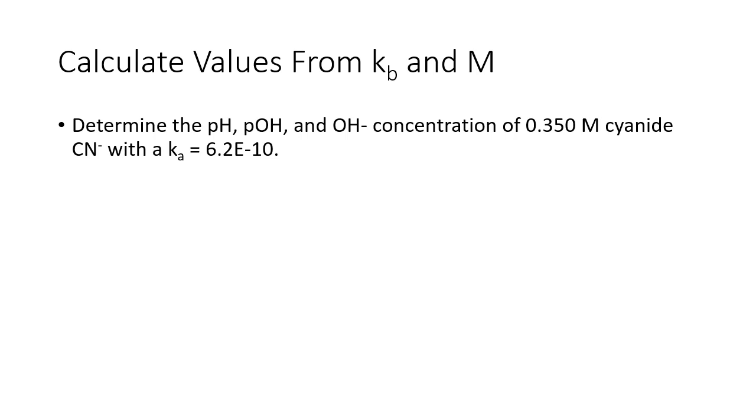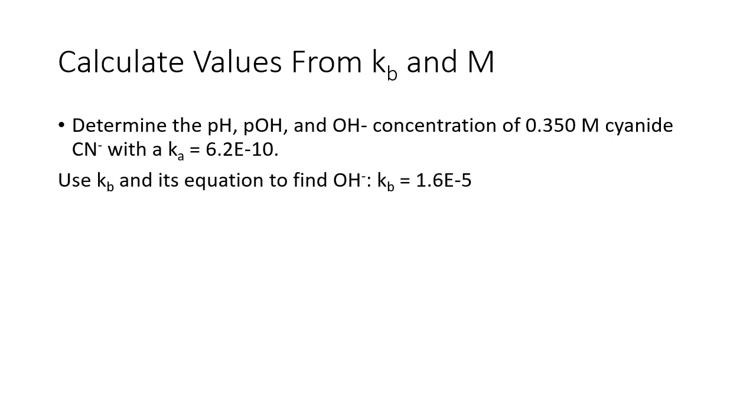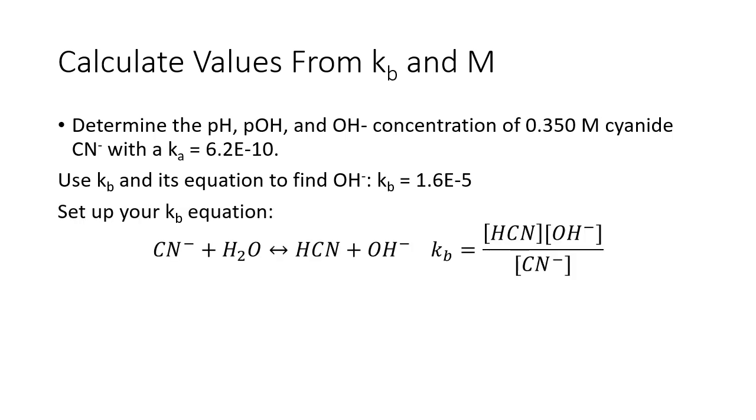So we have a Ka. We can find the Kb by using the Kw. And I'm not going to show you how to do that again because we've already done it multiple times, but we get 1.6 times 10 to the negative 5th. At that point, we set up the equation for how CN- with water is making OH-. Cool. We got the thing. Now we're going to set up an ICE table.